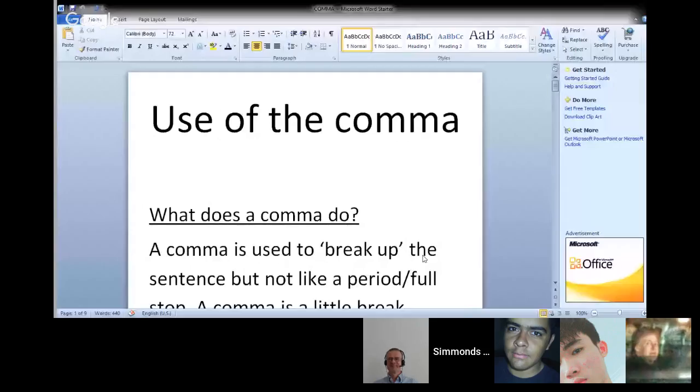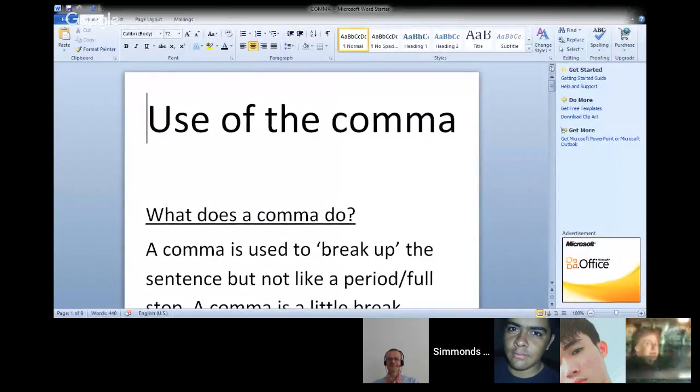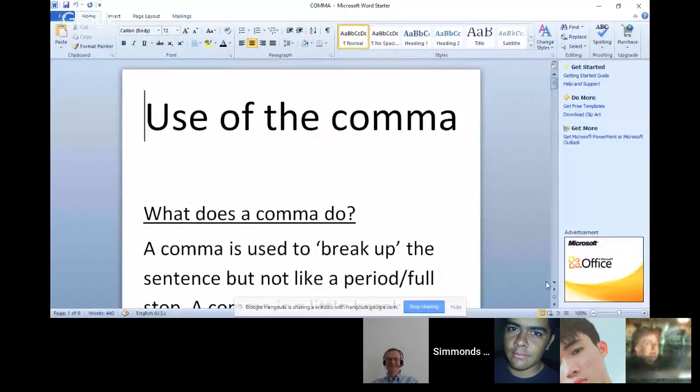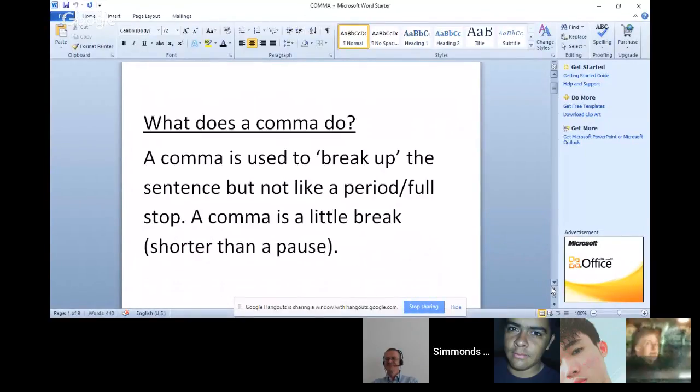I'm going to start screen sharing in a second. Hopefully everything works. The comma, share, and there it is. So basically, I'm a pro at this now. Fantastic. It's very easy. I can multitask and talk and think all at the same time. So the use of the comma is what we're going to do.